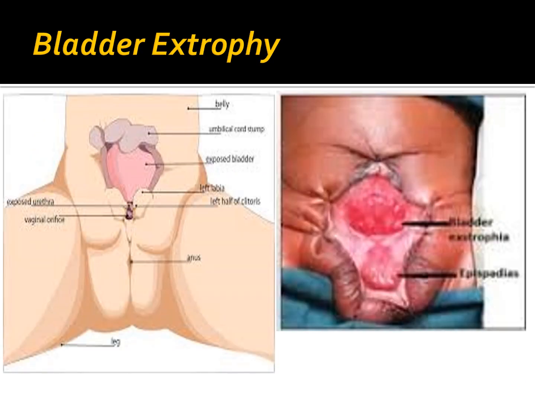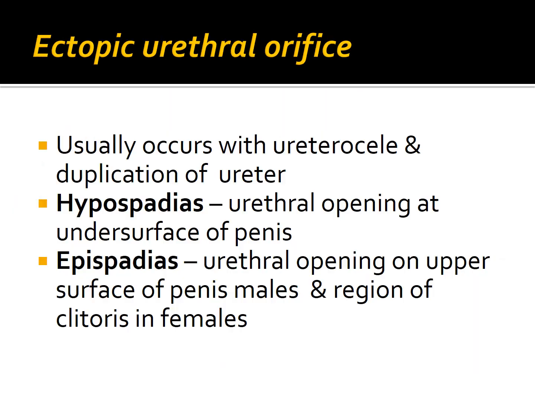So this is a feature of exstrophy bladder. It is visualized externally like this. Ectopic urethral orifice. So coming to the urethra, usually this occurs with the ureterocele and duplication of the ureter. There are two types, one is hypospadias, one is epispadias. In hypospadias, the urethral opening is at the undersurface of the penis, instead of being in the center of the penis. And this is more commonly seen.